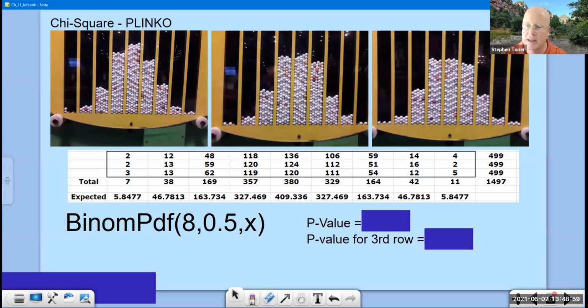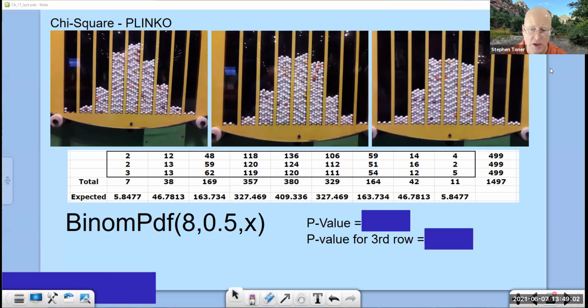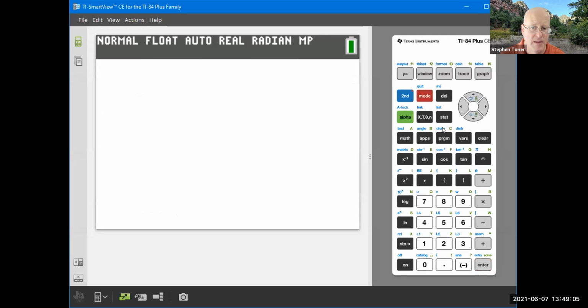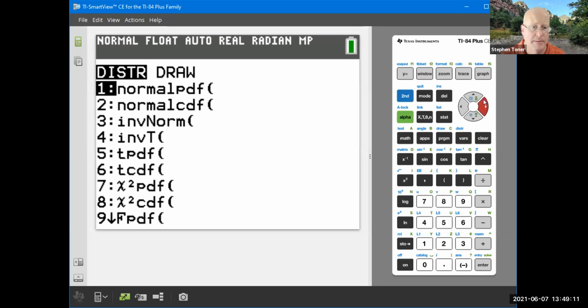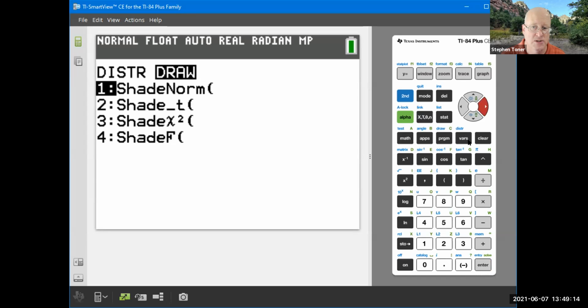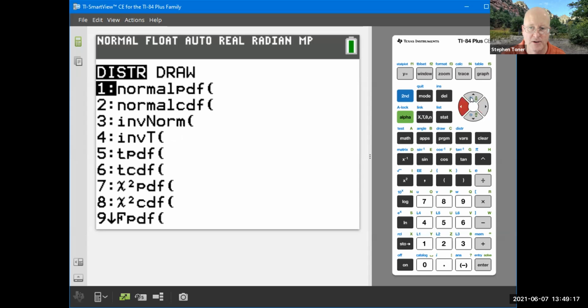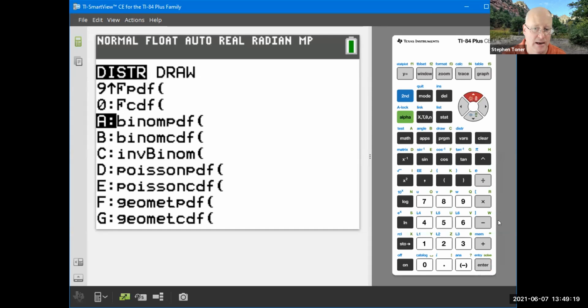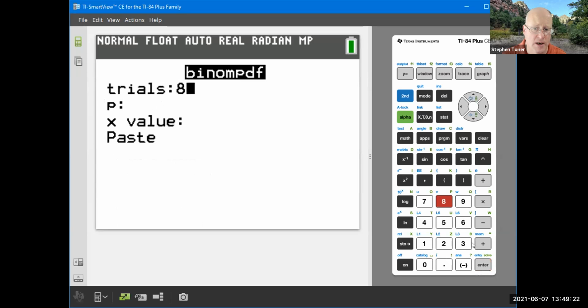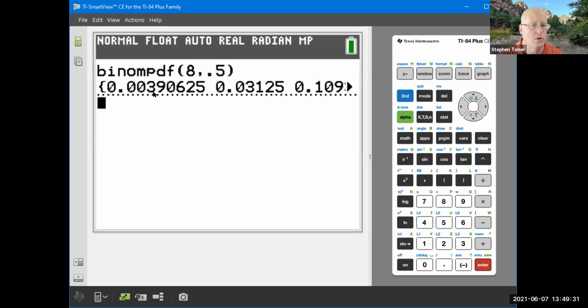Let me show you on the calculator what actually happens here. So I'm going to quit out of this screen that we just did, and I'm going to go into my distributions. Binomial PDF, and I'm going to say there were 8 trials, a 0.5 chance of going each way, and I'm going to leave off that 3rd number. When I do that, I get a whole distribution, and the first one stands for the probability of X equals 0, then the probability of X equals 1, then the probability of X equals 2.